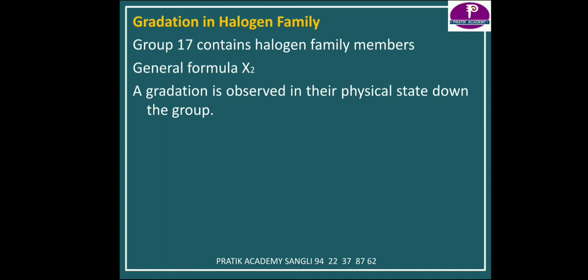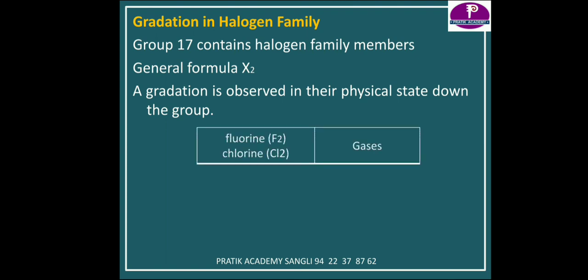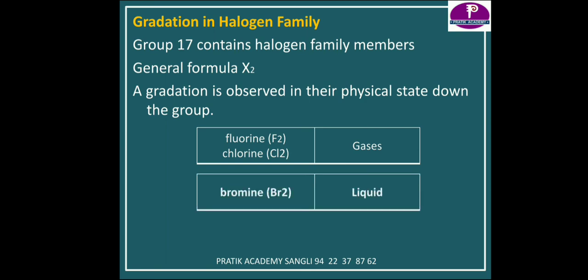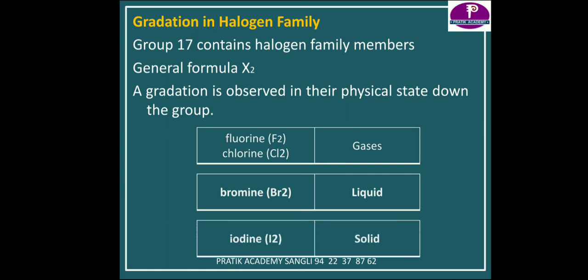Okay, the gradation observed is in the physical state of the elements. So we will study the gradation. The first two elements, that is fluorine and chlorine, are in gaseous states. When we go down, bromine is observed in liquid state, and iodine is found in solid state. So here the gradation is in physical states, from gas to solid. This is the gradation in the halogen family.